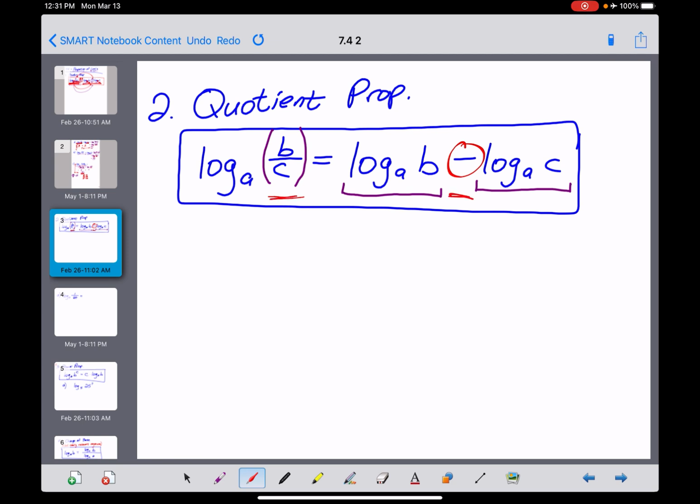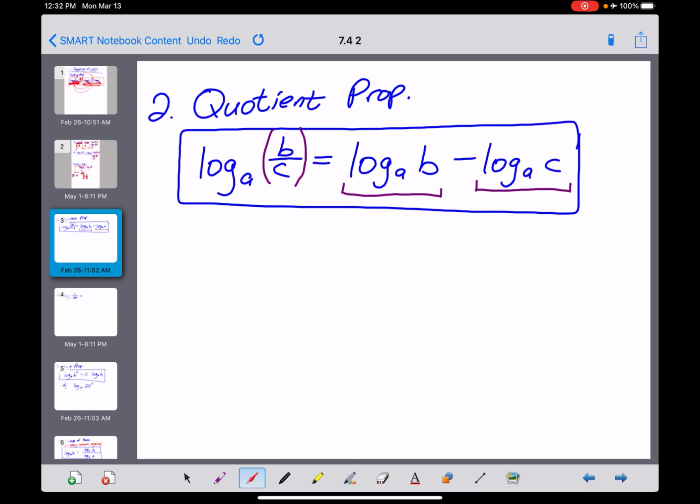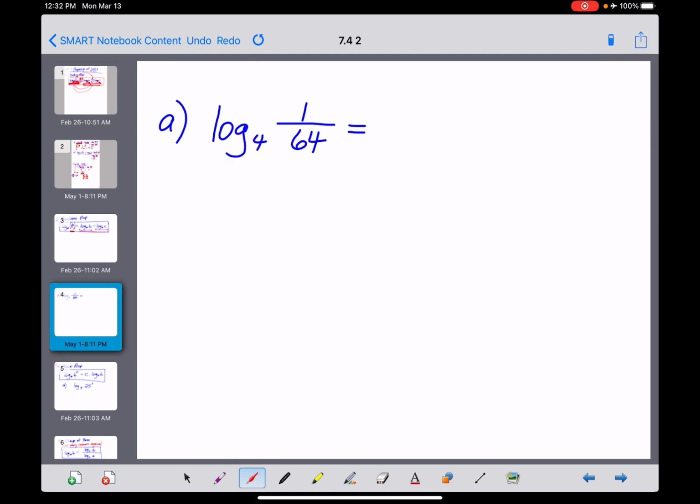Okay, so it's kind of the same thing, and you guys are old enough and smart enough now to understand that it's kind of a fine line between addition and subtraction and multiplication and division. So if there was a property where multiplication led you to the addition of 2 logarithms, it's probably not too hard to believe that a division right here could lead you to the subtraction of 2 logarithms.